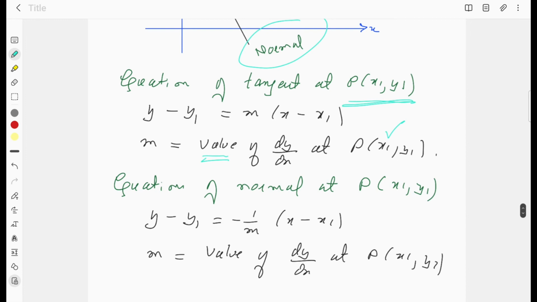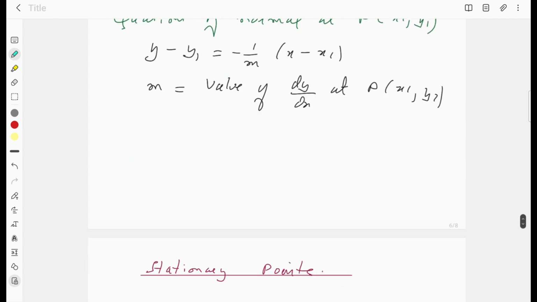Equation of the normal at point P (x1, y1), a slight difference: the normal is perpendicular to the tangent, so the equation is y minus y1 equals minus 1 over m times (x minus x1), where m is the same value of dy by dx at point P (x1, y1).